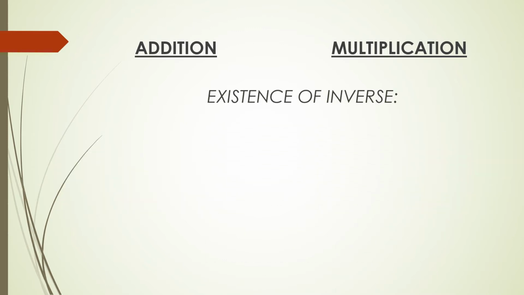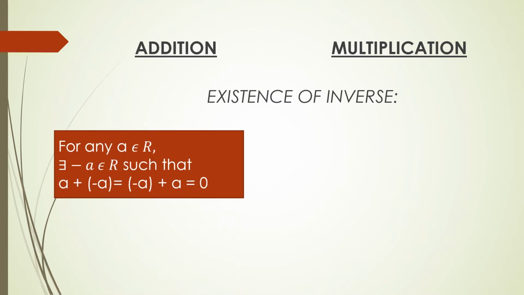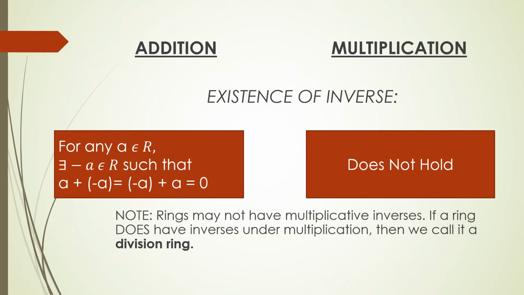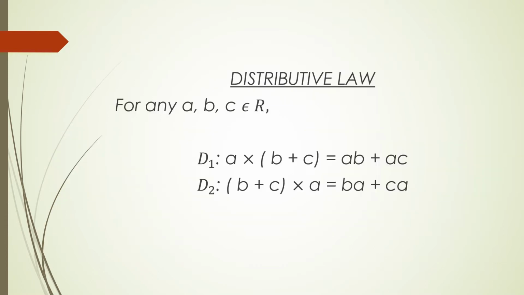Next is the existence of inverse. Under addition, for any a element of R, there exists negative a as an element of R such that a plus negative a equals negative a plus a equals 0. For multiplication, we also don't require elements to have multiplicative inverses. Note, rings may not have multiplicative inverses. If a ring does have inverses under multiplication, then we call it a division ring.